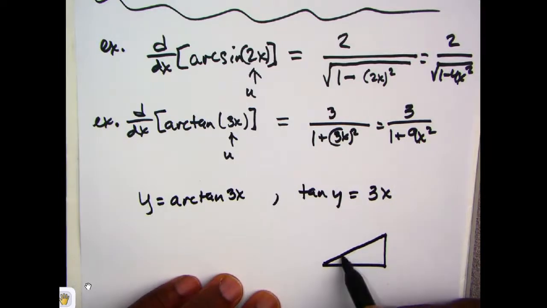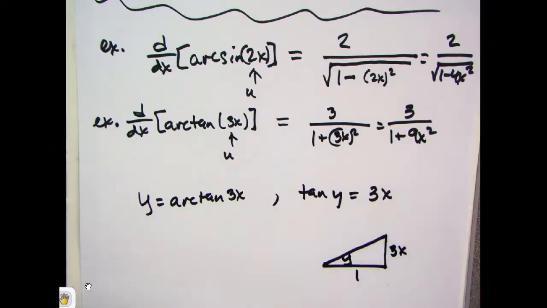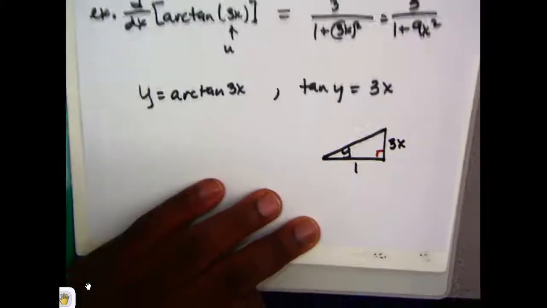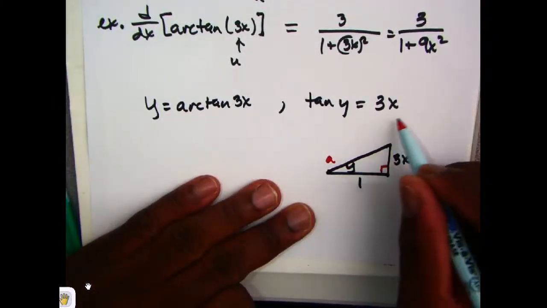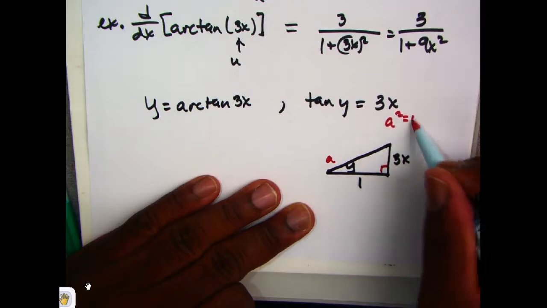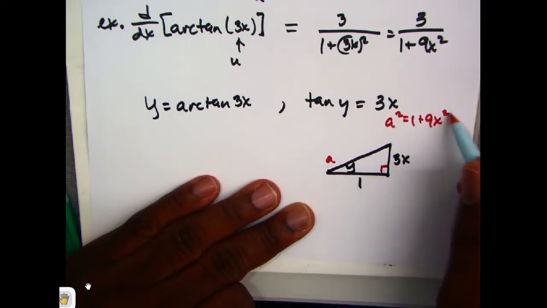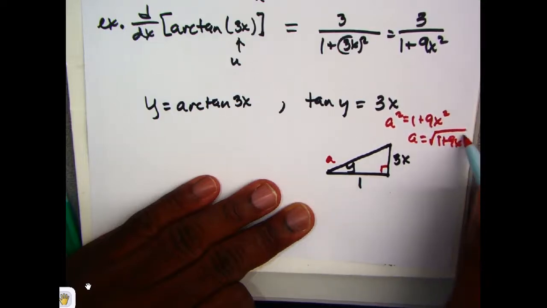So here's our angle y. Tangent is opposite over adjacent. So there's 3x, there's 1. And now we would need to use the Pythagorean theorem to find the hypotenuse. So using our Pythagorean theorem, we call this a. Then we know that a squared is equal to 1 plus 3x squared. So that would give us 9x squared. Or a is the square root of 1 plus 9x squared.